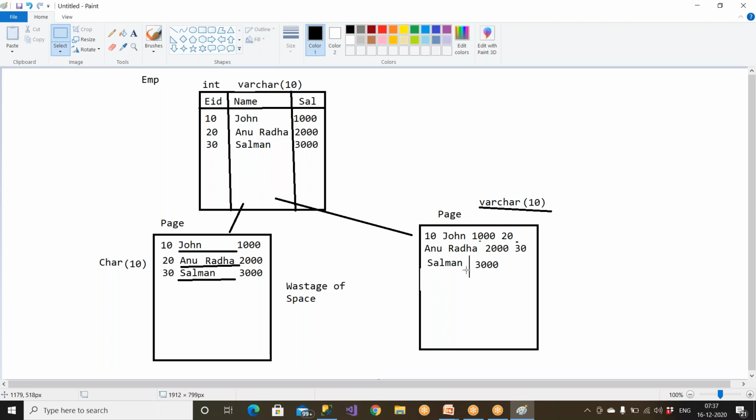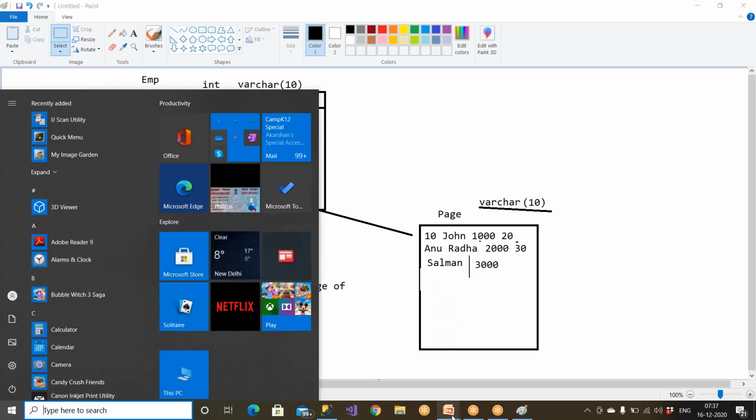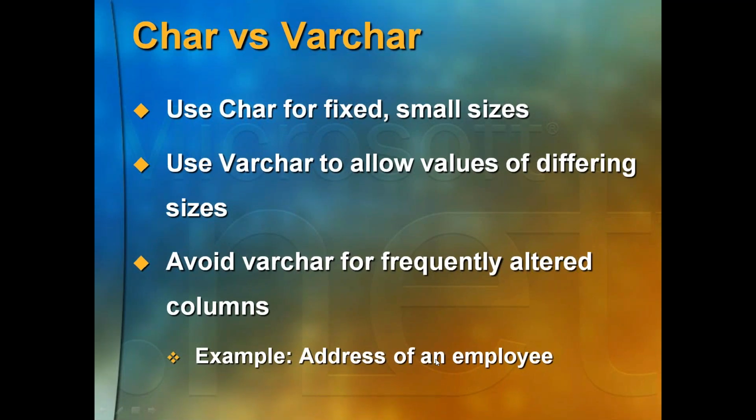Because of this, varchar is not so good for the updated columns. Clear? So this is the point I was talking about, especially for the address. If there is an address column, don't say varchar 500.